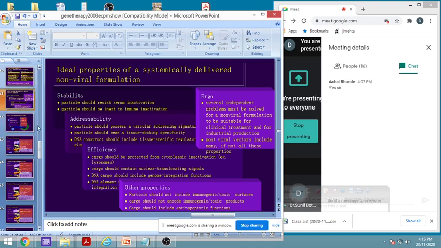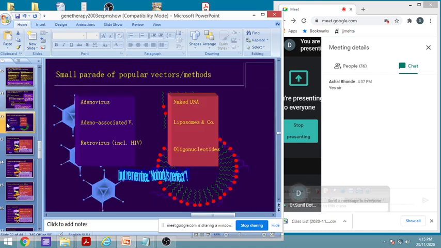Then the next feature is, if we compare, a small parade of various popular vectors and methods. One is viral and another is non-viral. Viral examples are adenovirus, adeno-associated viruses or retroviruses including HIV. Non-viral vectors include naked DNA. Naked DNA means without any coat. In viruses there is a coat, so naked means open DNA without a coat. Then next is the liposome, etc. These are various formulations in which DNA is incorporated, and oligonucleotides. These are various formulation techniques.